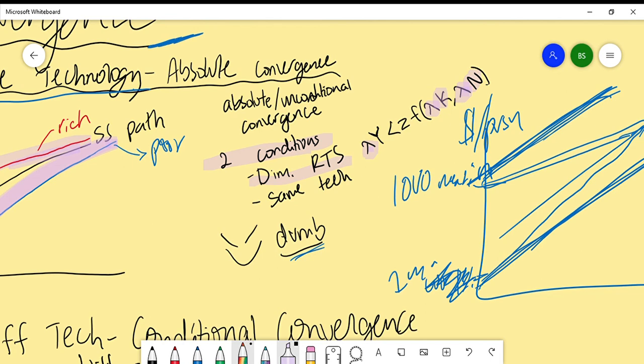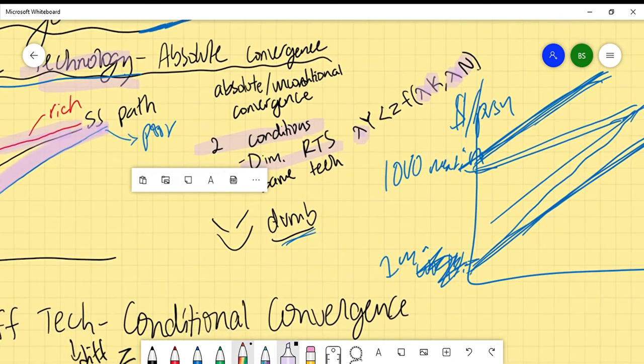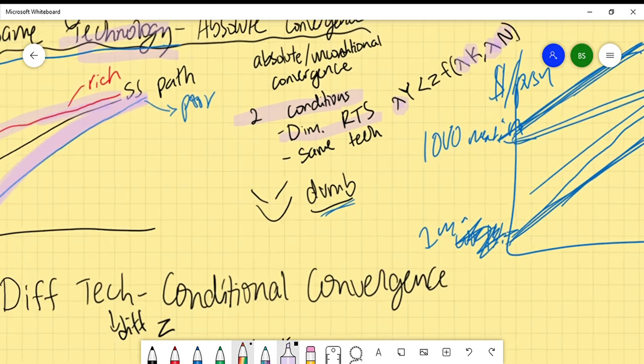So, the diminishing returns to scale. You can't just keep increasing your capital and your labor over and over again. At some point you become somewhat less productive. So that might be a reason for why this is true. But yeah.